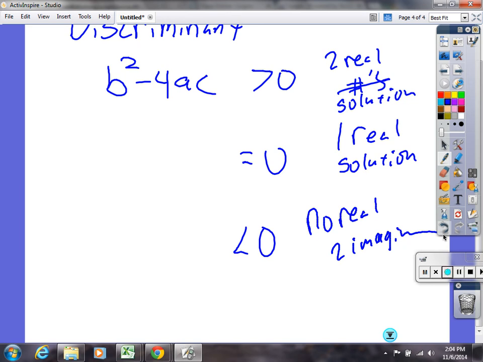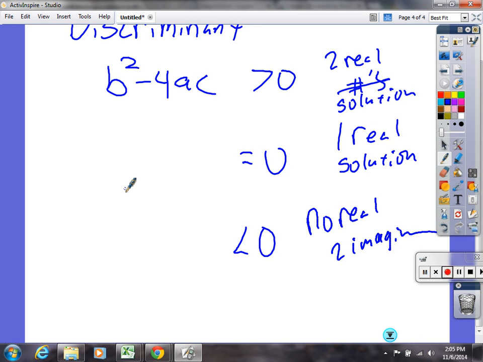If it's positive, that tells you you're going to have two real solutions. If it is negative, you're going to have no real solutions. And that should make sense, because where is the b squared minus 4ac? It's underneath a radical, isn't it? And what's the square root of a negative number? Imaginary.